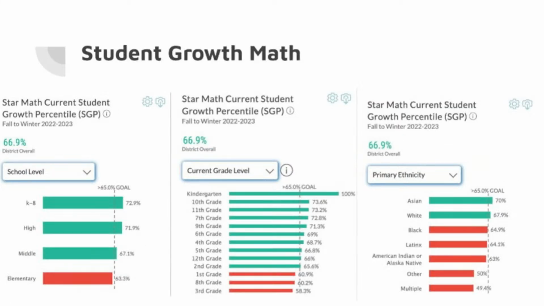Here's the growth. Again, we had overall as a district, we met at least at 65. We actually exceeded it at 66.9. And then you can see where those kind of break down and happen between the grade levels and then the ethnicity.